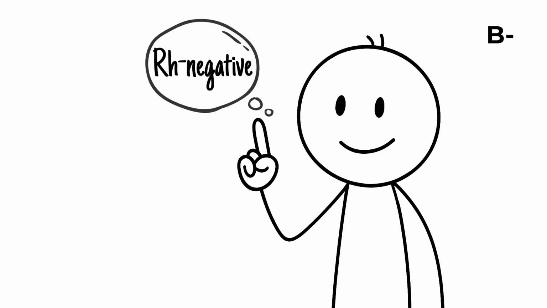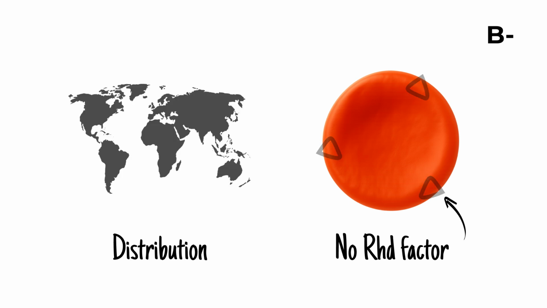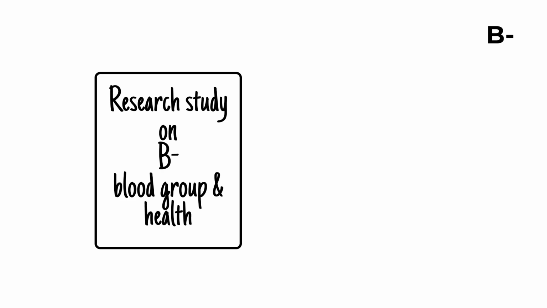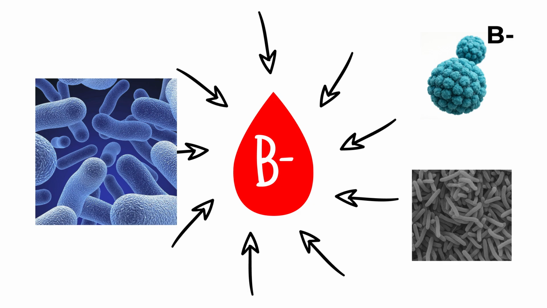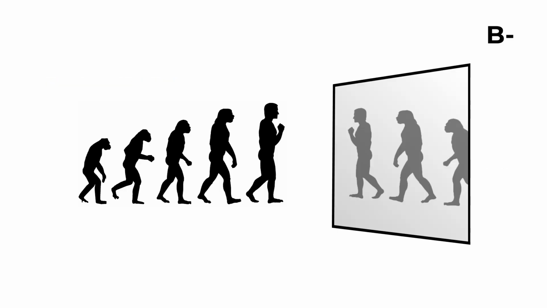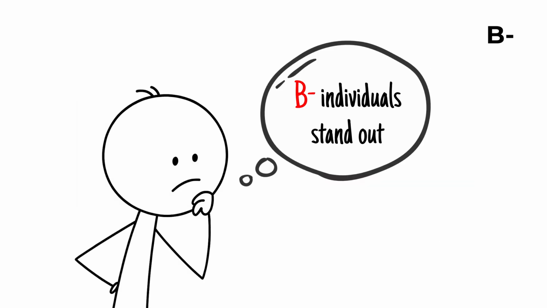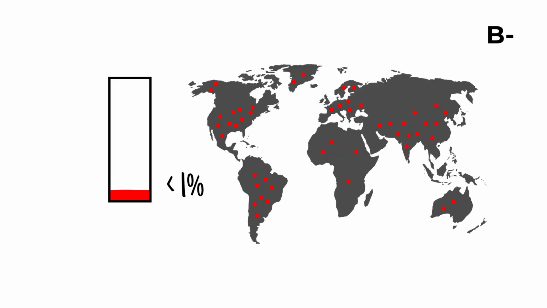Furthermore, the requirement of being Rh negative, lacking the RhD factor, narrows its distribution even more, contributing to its extreme rarity today. Some research suggests that people with blood type B may exhibit altered responses to certain bacterial and viral infections compared to other blood groups, reflecting subtle evolutionary trade-offs in immunity. Consequently, B-negative individuals stand out not only for their scarcity, but also for carrying one of the most selectively distributed antigen profiles in human history.